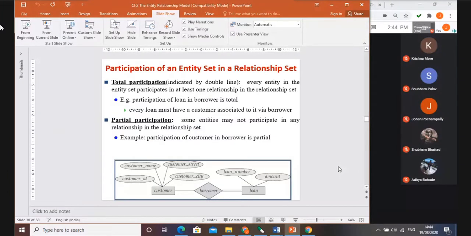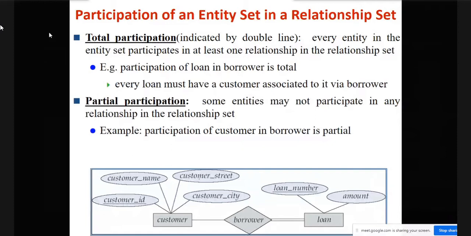So before that, next is the participation of an entity set in a relationship set. I'll just full screen because it is also one of the important topics. This question was asked for 5 marks many times in the final year exam. They will ask you to write the participation of an entity set in a relationship set as a short note, or define total and partial participation. When such questions are there, first you have to start with the entity set, then what is the relationship set, and then come to the participation.